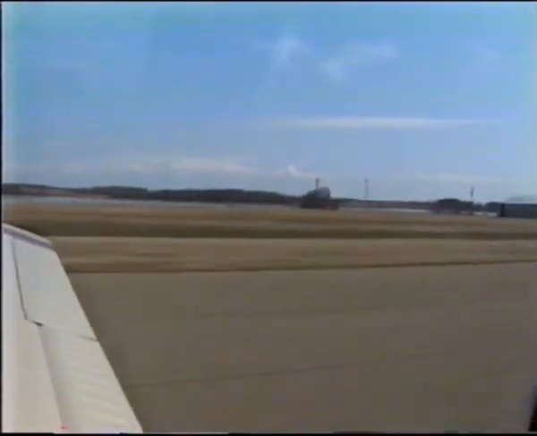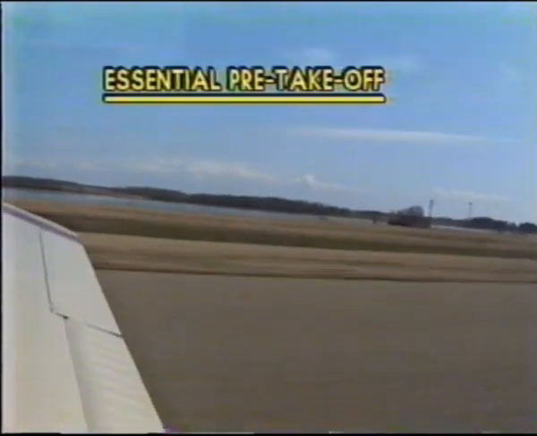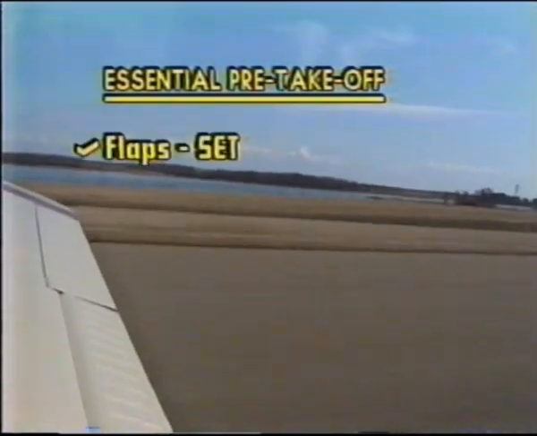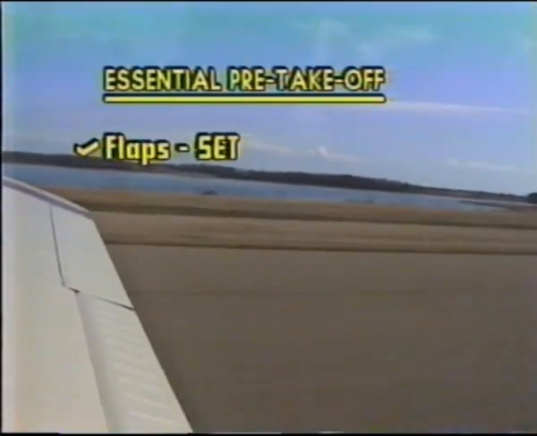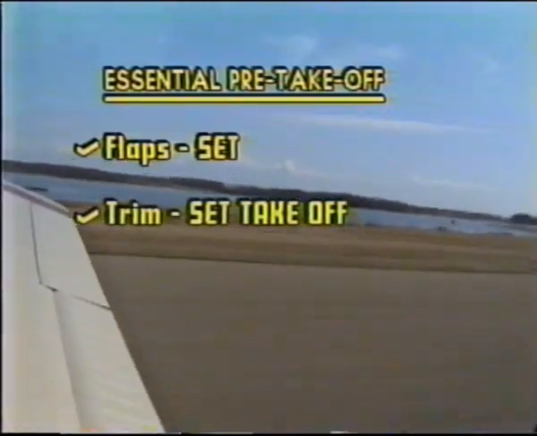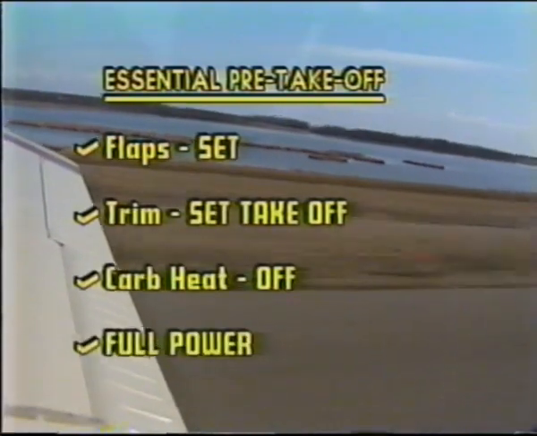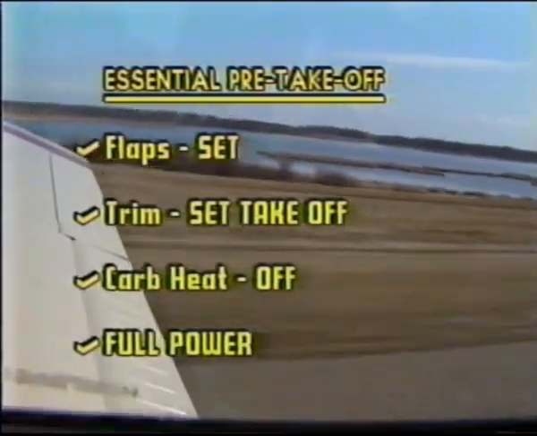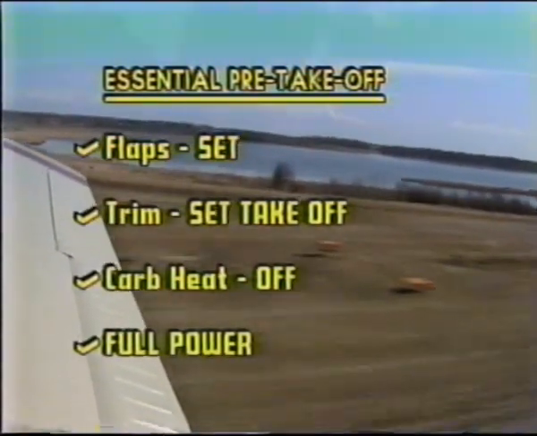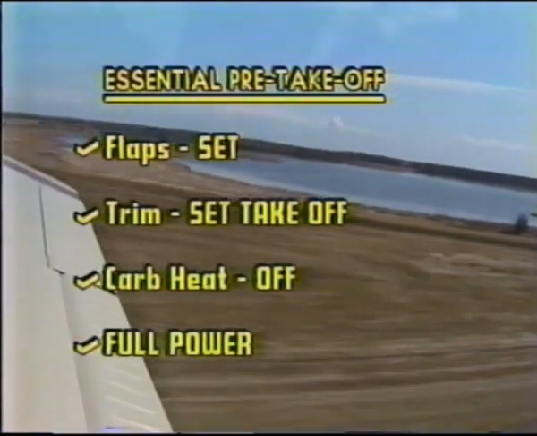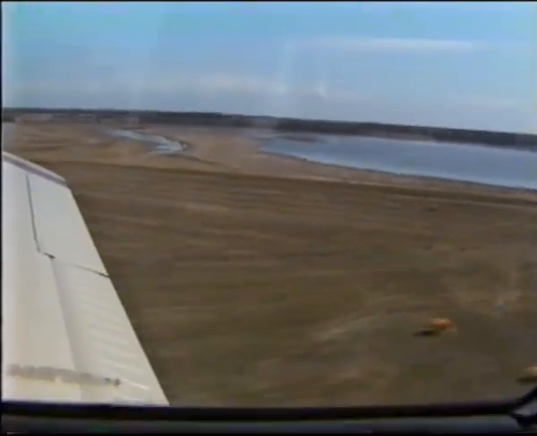Here are the essential pre-takeoff actions. Put the flaps up or set them for takeoff. Set the trim for takeoff. Make sure the carburetor heat is off. And use full power for takeoff. If you are operating out of a controlled airport, you will need clearance for a touch-and-go landing.